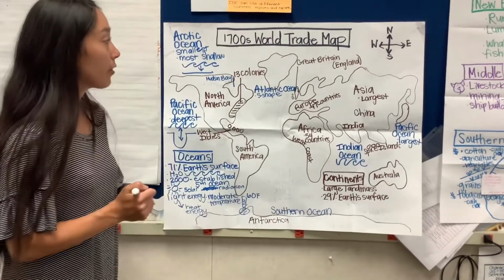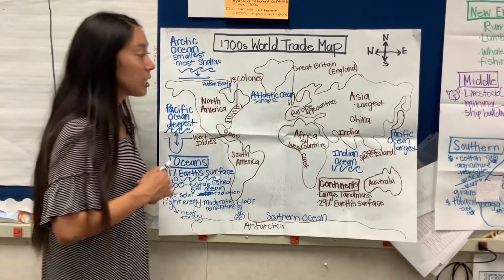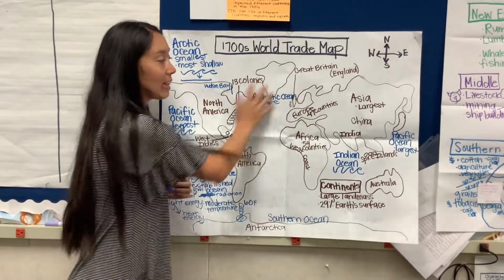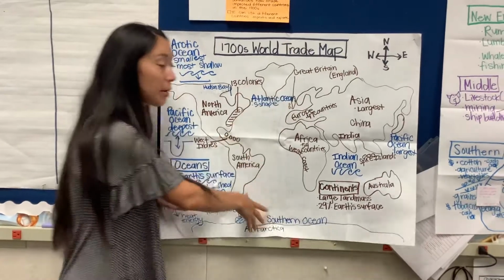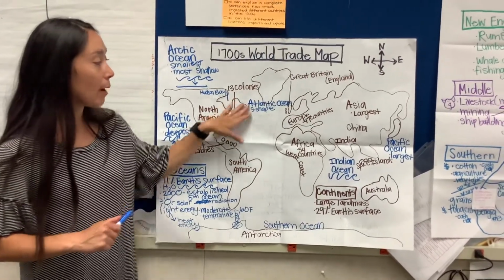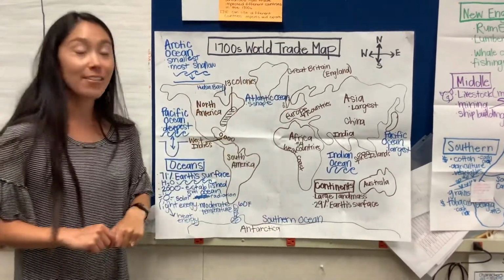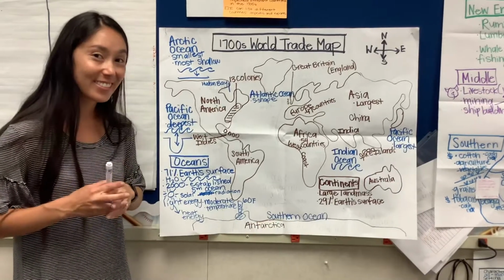What I would like for you to do is turn and talk to your neighbor and make a prediction about why the Atlantic Ocean was a very busy, popular ocean in the 1700s. Why was the Atlantic Ocean so busy during the 1700s? Heads together.